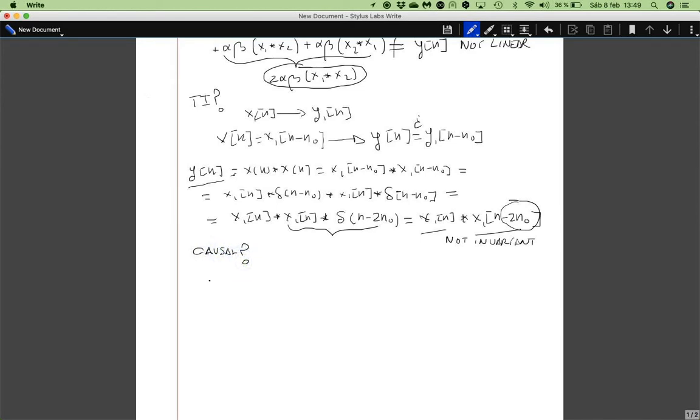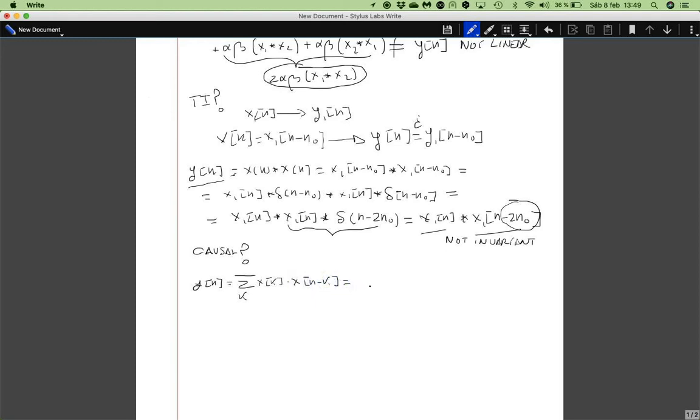So the system is causal. Remember that, basically, to calculate the output I don't take any value in the future of the input. So let's check. How do I calculate the output? Anytime I calculate the output by summing over all the values of k from -infinity to +infinity of the input multiplied by the input at n minus k.